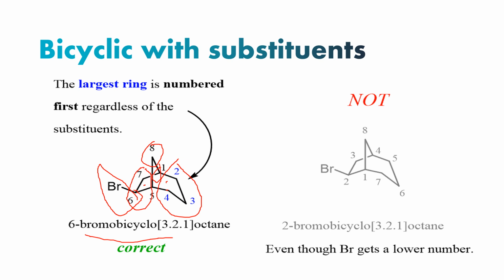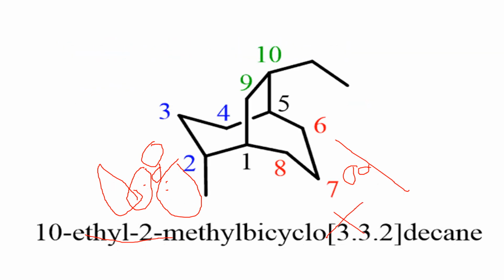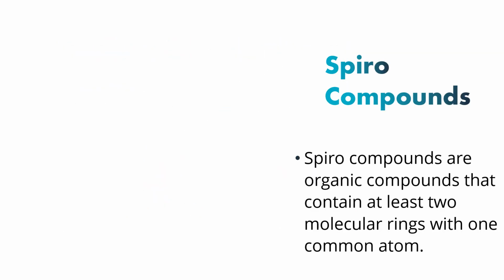This name is not correct because in the same example, numbering is taken from here as 1, and the smaller number is given for the substituent. But this rule is not applicable here. In IUPAC, always you start numbering from the bigger ring and then go to the smaller ring. So this possibility of the name is not there. Then similarly, you can go for this example.